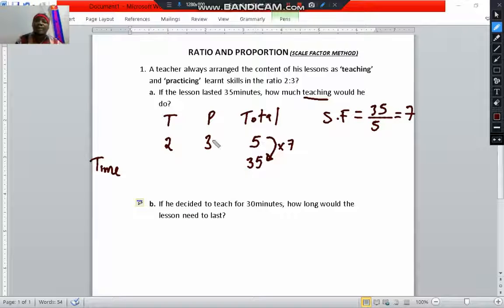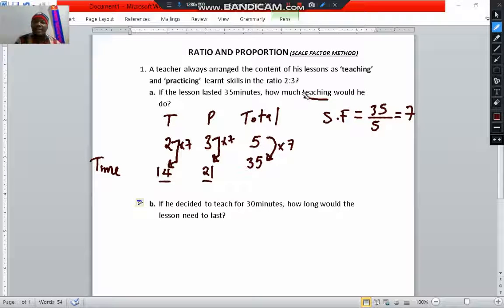So to find how much time was dedicated to practicing, we multiply 3 by 7 to get 21, and then to find how much time was dedicated to teaching out of the 35, we multiply 2 by 7, okay, to find that this is 14. And if you look at this, if we add 14 and 21, we are getting a total of 35.